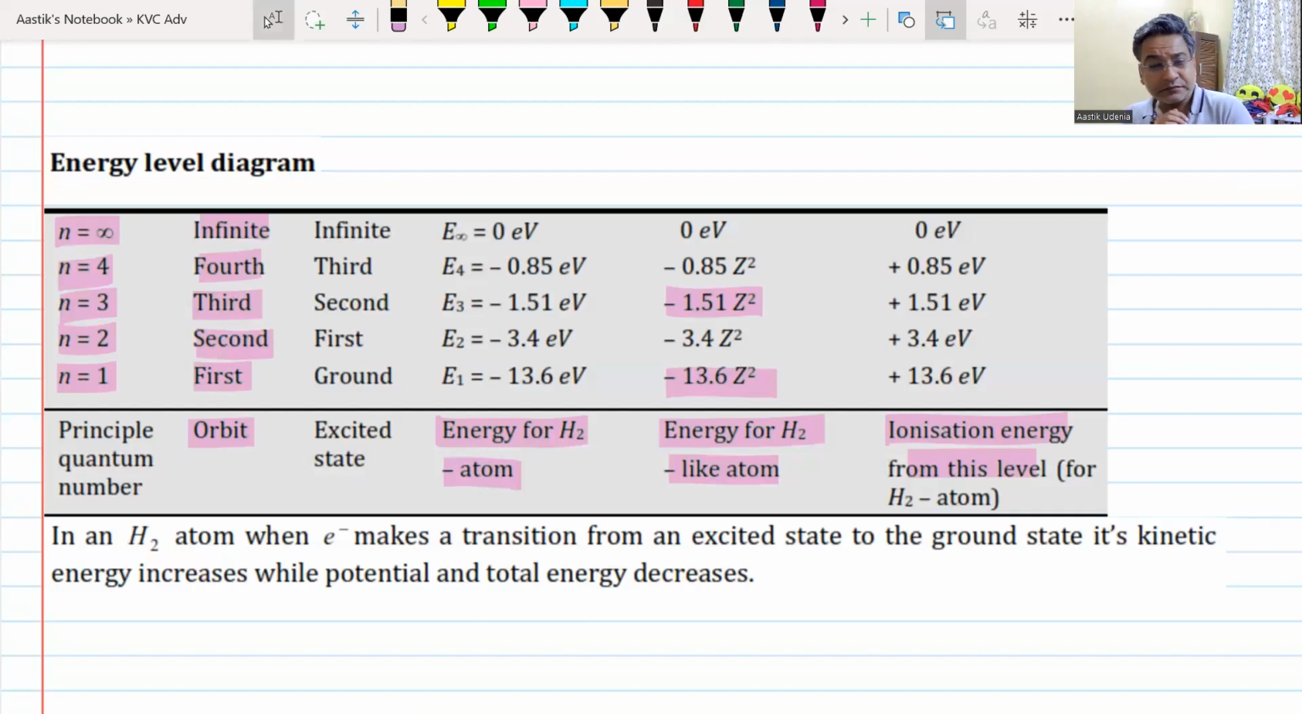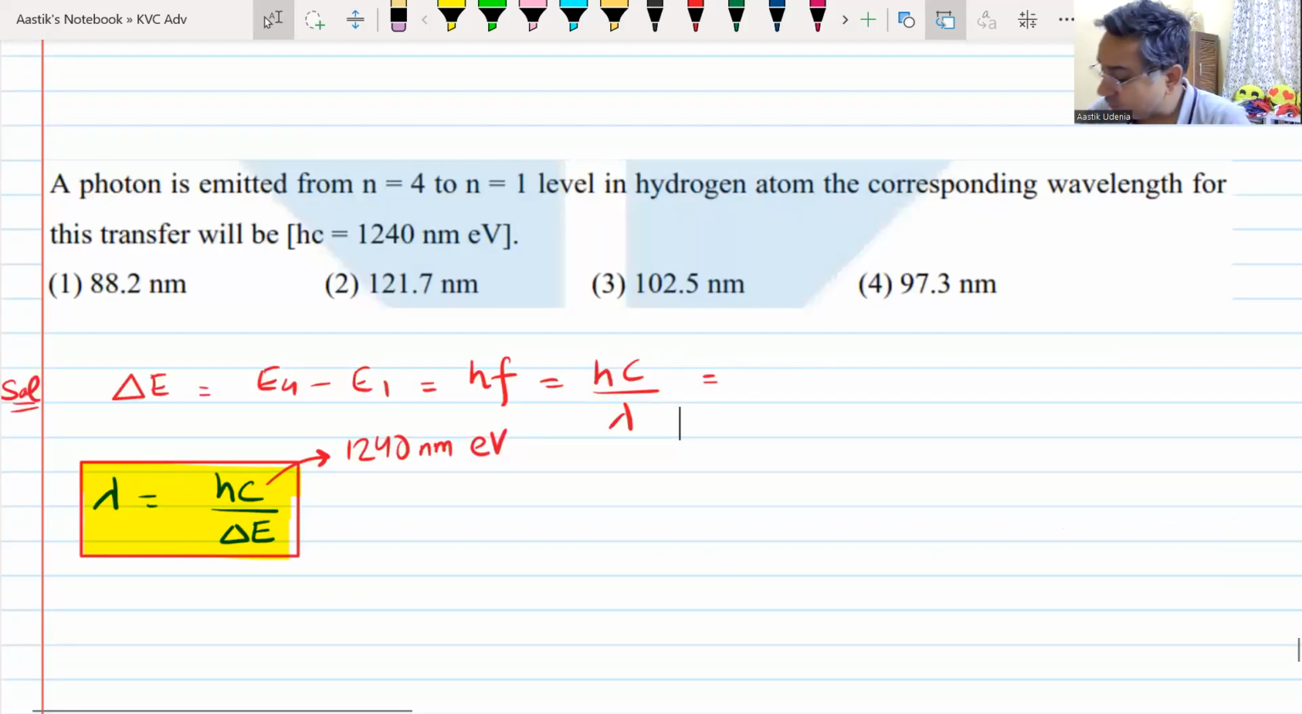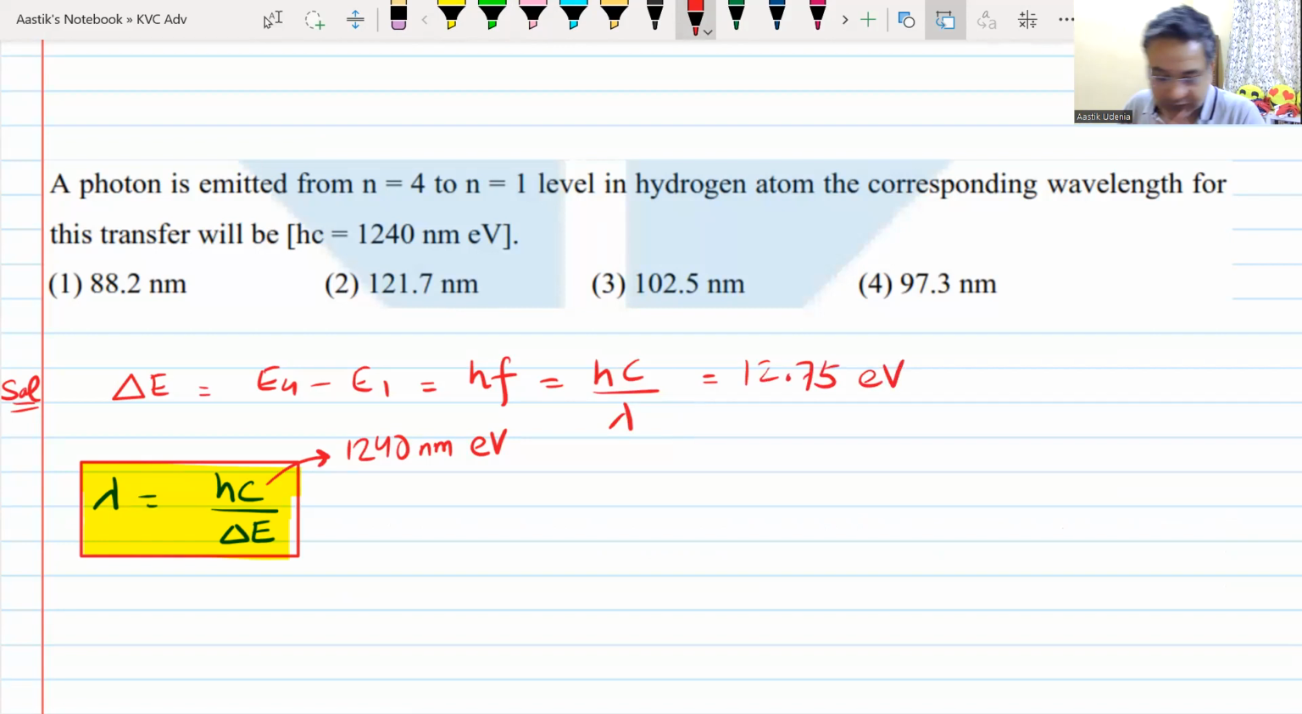No one knows it? Anyone knows it? I don't think anyone knows it. It is equal to 12.75 electron volts. E4 minus E1.